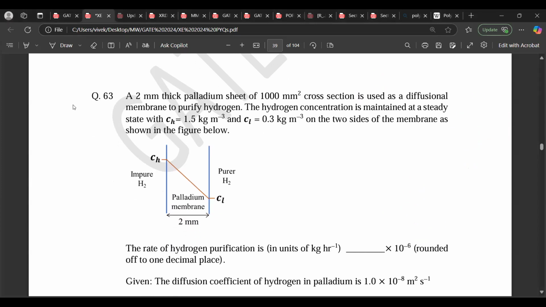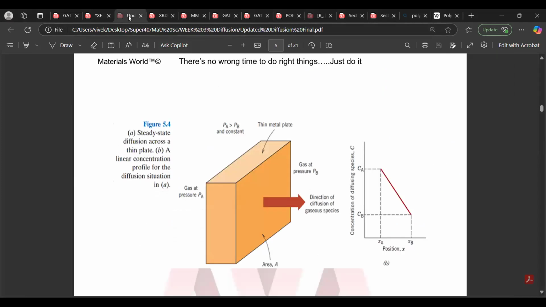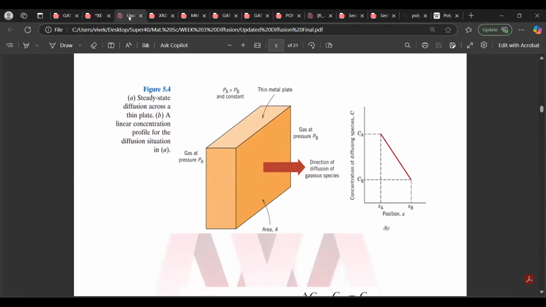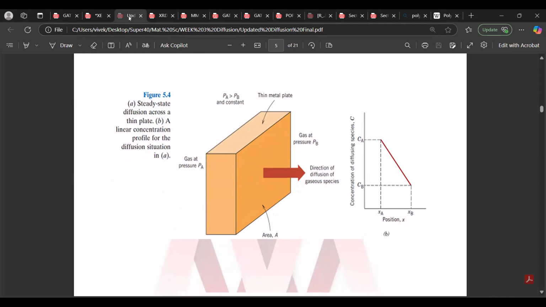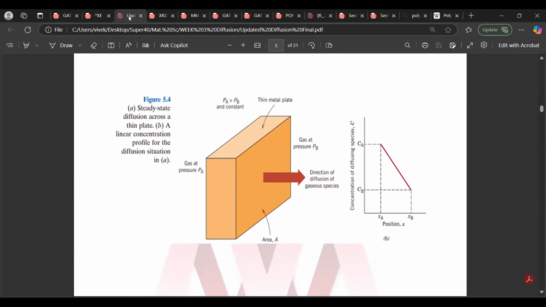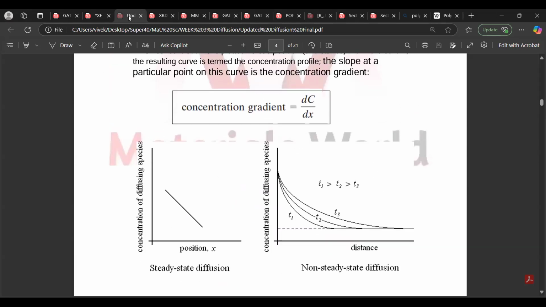Next question is from my notes directly. My note says that Fick's first law of diffusion is only applicable in very thin sheets or very thin membranes. Even this example is for membranes only. Thin plate: you have a different concentration or partial pressure, and depending on that you get an equation.